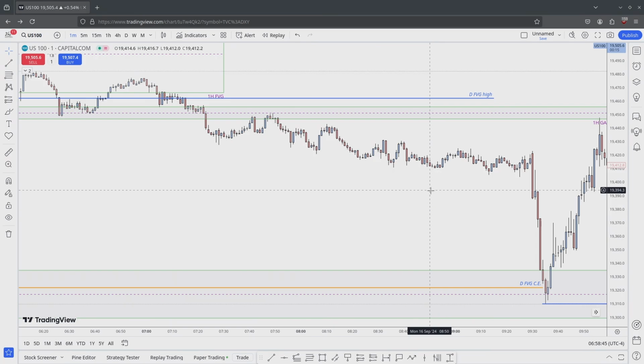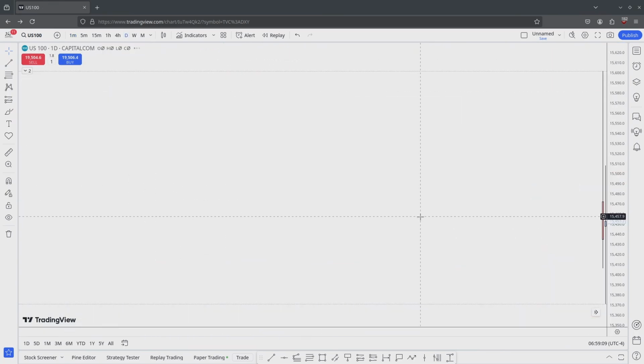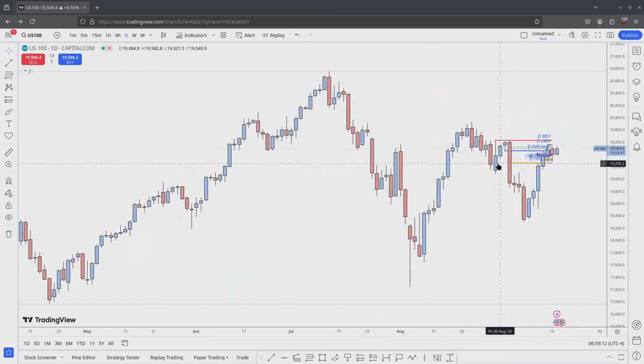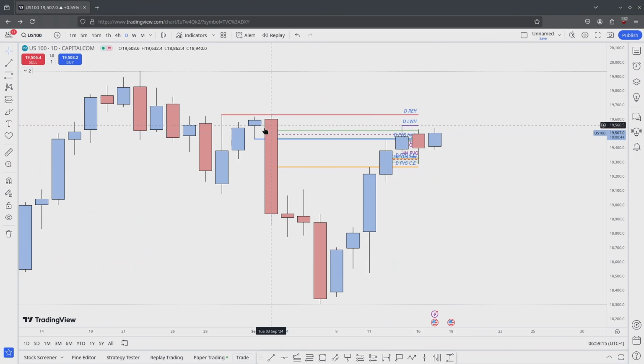For today, I want to take a look at the 1050 to 1110 ICT macro. We're looking at Monday's price action on a higher time frame. We are bullish on a daily. We look at the daily chart, put it into this daily fair value gap. We're looking for these daily relative equal highs.